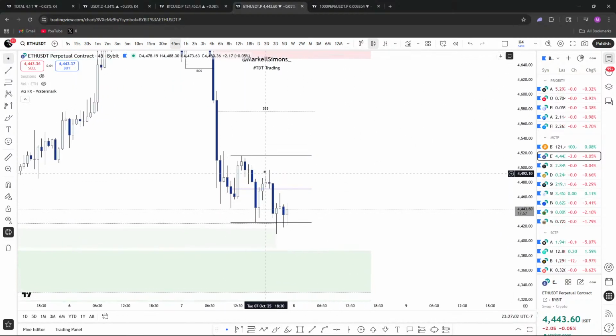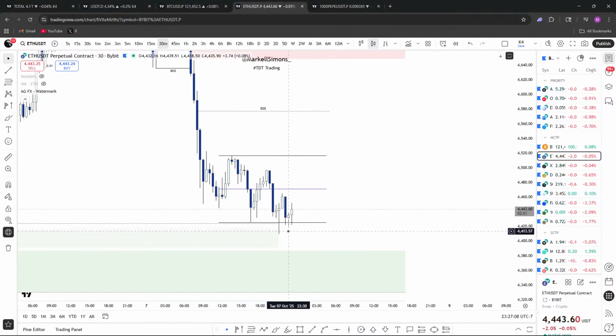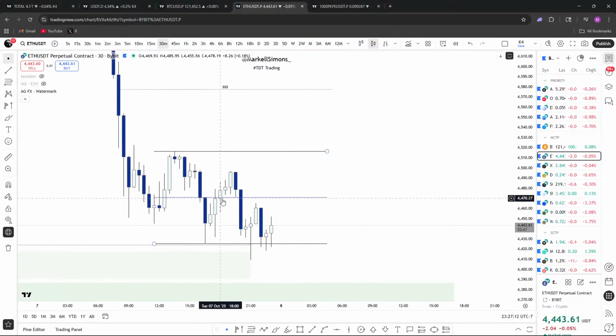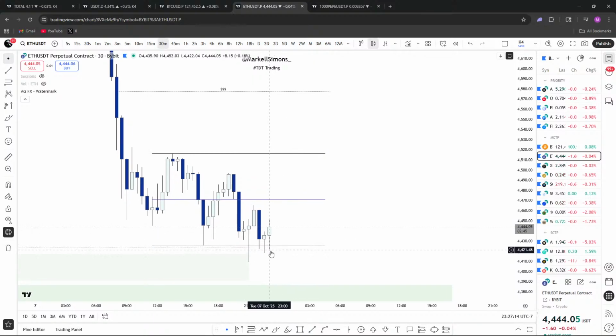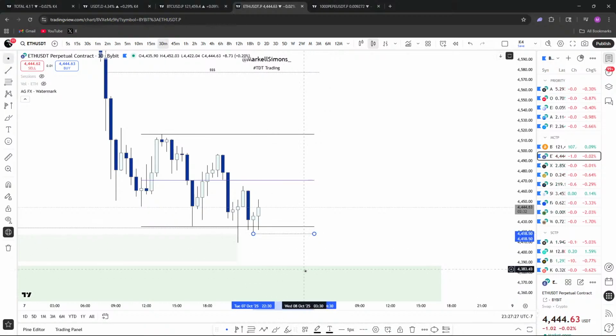In the 45-minute, we got two consecutive bears, two consecutive bulls. This could be a nice bottom right here. Or maybe we come take that low. And you could use this as a liquidity POR.